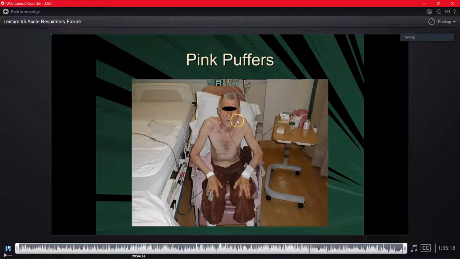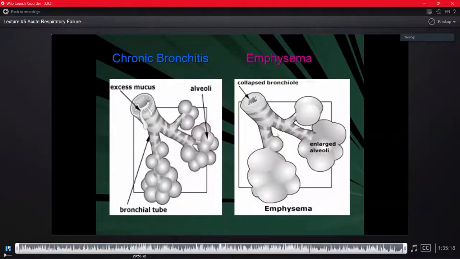Believe it or not, this position in the long run actually makes things worse for this patient because once again, we have that expansion of the alveolus in the lower airway, but we have no recoil of the alveolus in the lower airway. So let's take a peek really quick at chronic bronchitis. And let's take a peek really quick at emphysema in picture form.